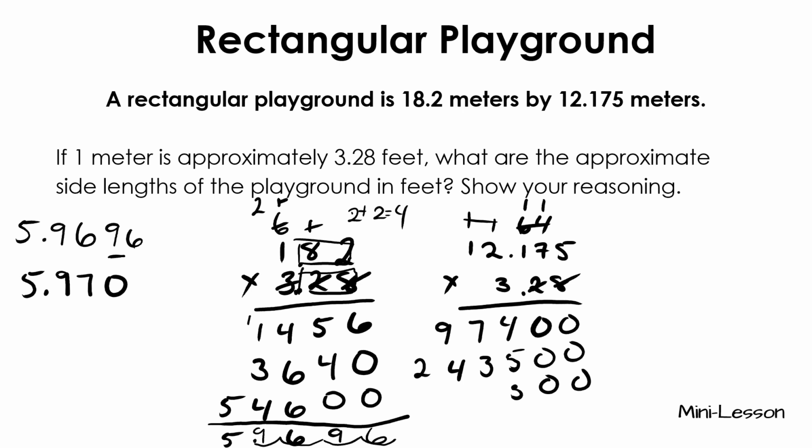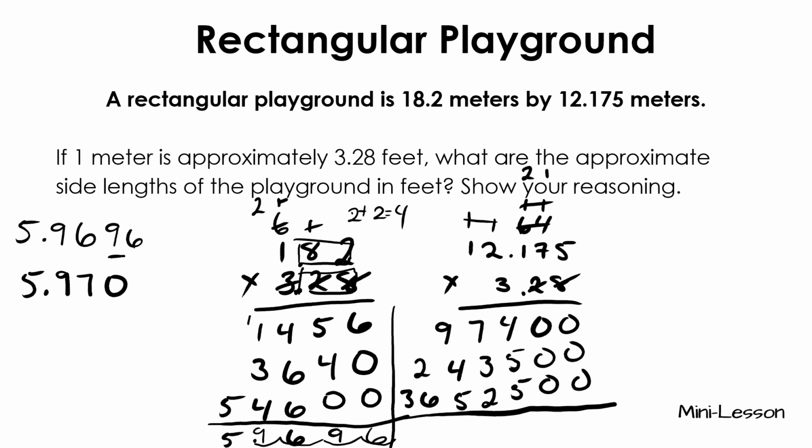3 times 5 is 15. Cross these out. Carry our 1s. 3 times 7 is 21. Plus 1 is 22. Put down our 2. Carry our 2. 3 times 1 is 3. Plus 2 is 5. 3 times 2 is 6. And 3 times 1 is 3. Split that up so that's not messing things up there.